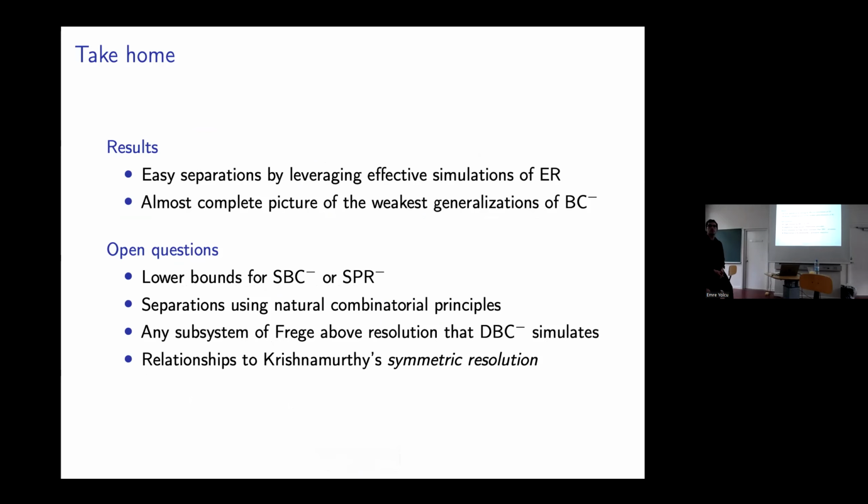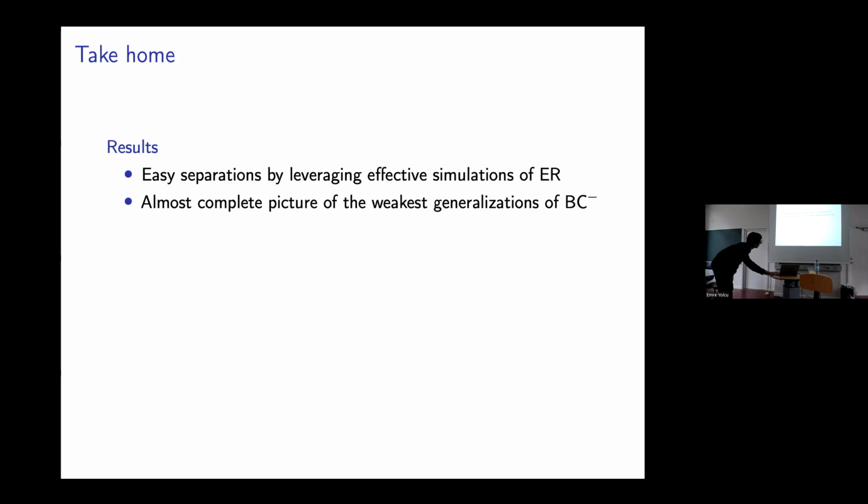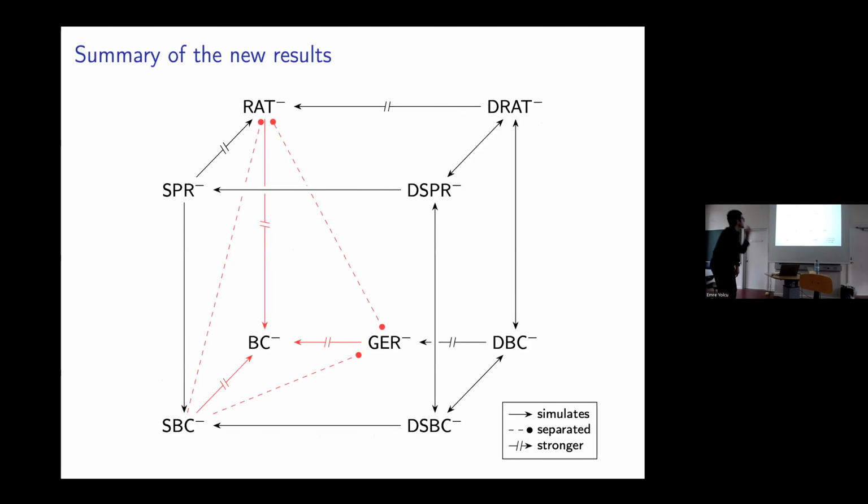Do you have any natural combinatorial principles in mind, or is this more like future work? Yeah, I do, but not for these separations. It's unclear what you can do with GR and BC minus. They're quite weak. I think they're not that far from resolution, although they are separated from resolution. But it's hard to express combinatorially what exactly they are achieving, while it's much easier for SPC, in that you can say there are some symmetries I can take advantage of, or for SPR.